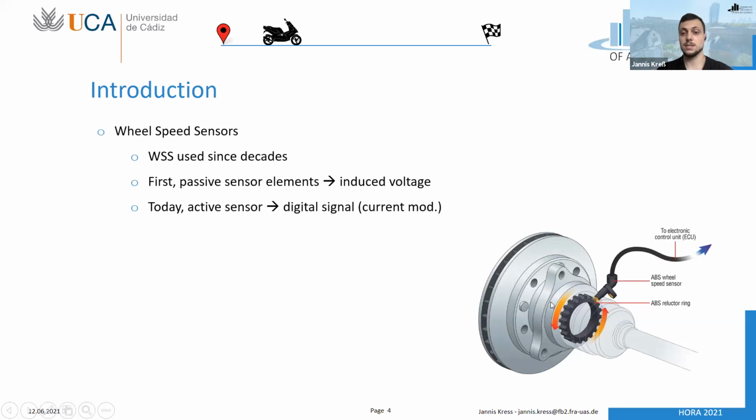So wheel speed sensors are small sensors that are placed very close to the wheel nut. Here you can see it behind the brake disc to sense the dynamics of a wheel. Wheel speed sensors have been used for decades. At first, they were passive sensor elements, so they just delivered an induced voltage. And today we are talking about active sensors, so they are providing a digital signal that is modulated onto the current of the sensor on the signal line.